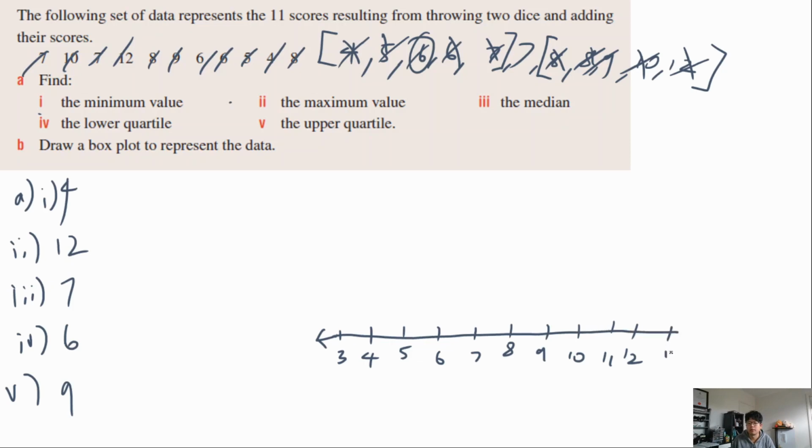12 and 13. There we go. Start off with the minimum. We have minimum was 4. Got that there. Maximum was 13.